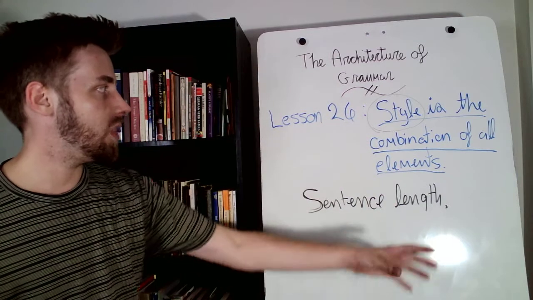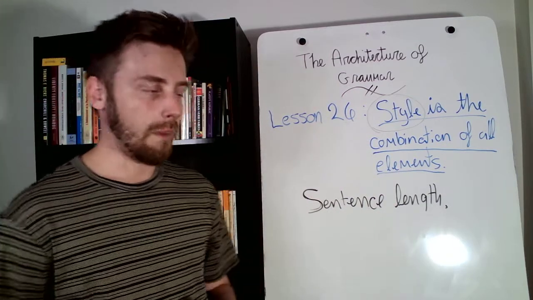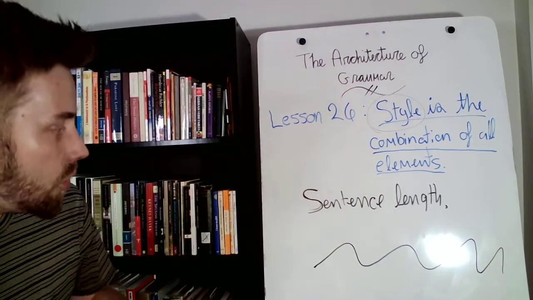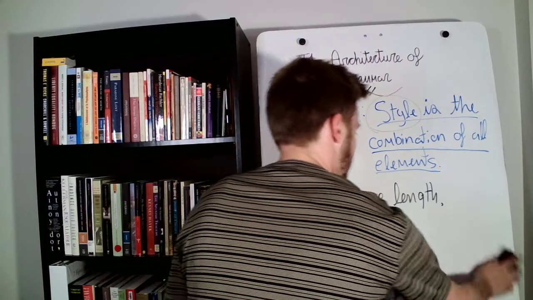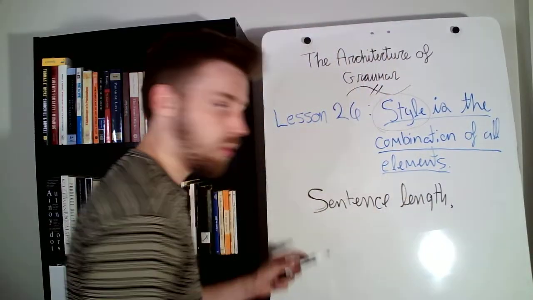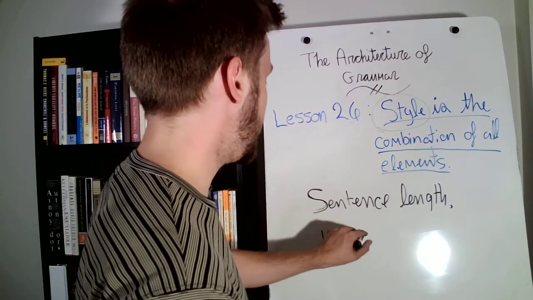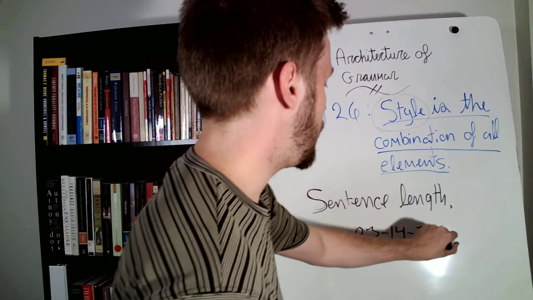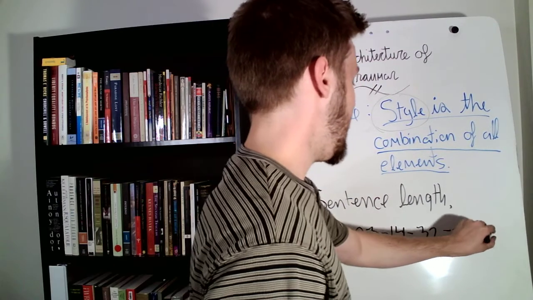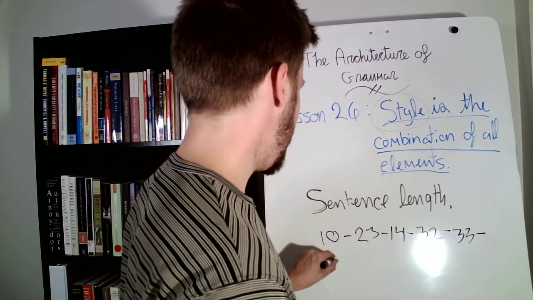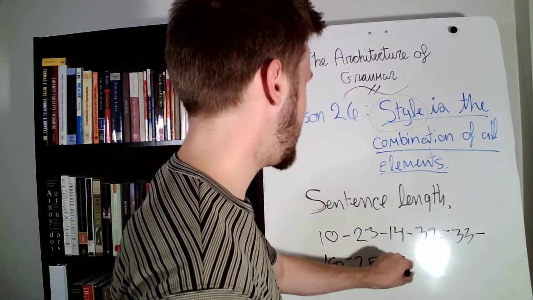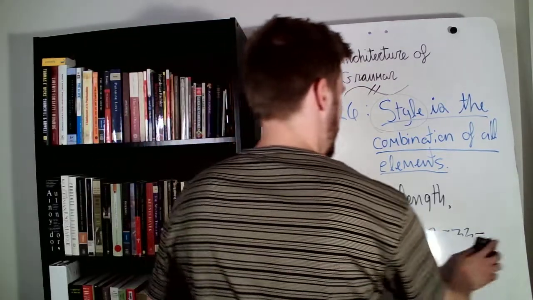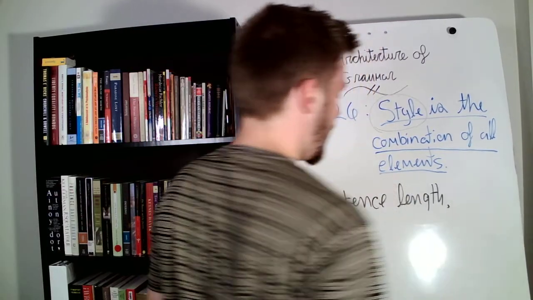But what you need to do when you write is you need to vary. So you need to create a roller coaster just a little like this. So make sure it's unpredictable. And the way that you do that is by varying the length of your sentences. So maybe you'll write a sentence that's 10 words, and then 23 words, and then 14, and then 32, and then 33, and then 18, and then 25, and then 7, etc. What you don't want to do is always have around the same numbers.